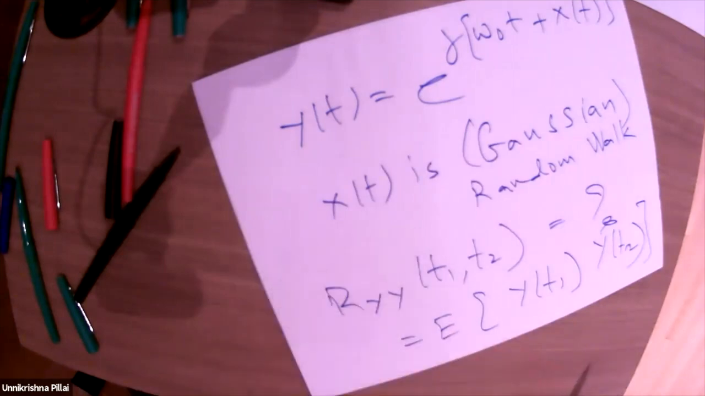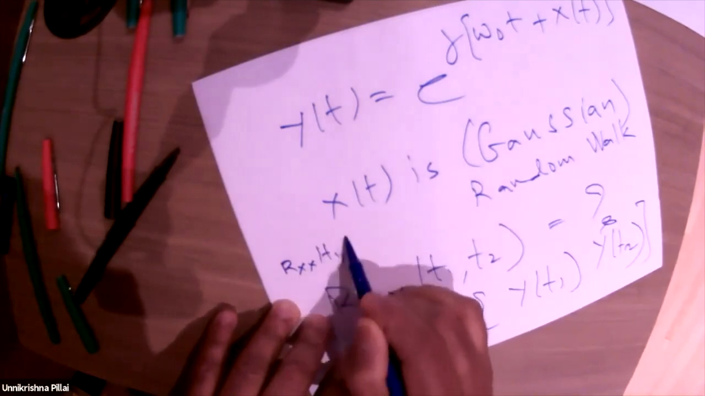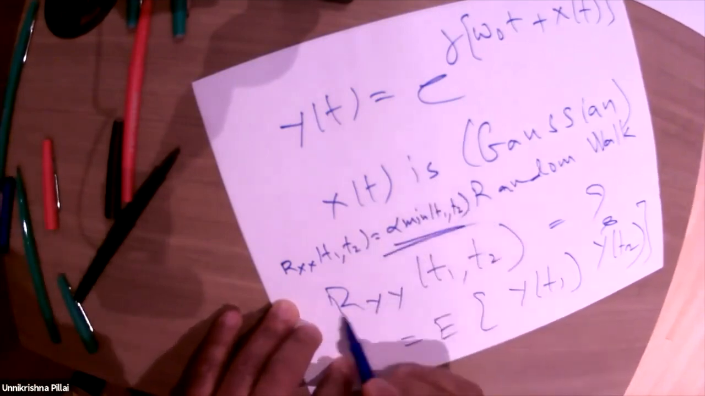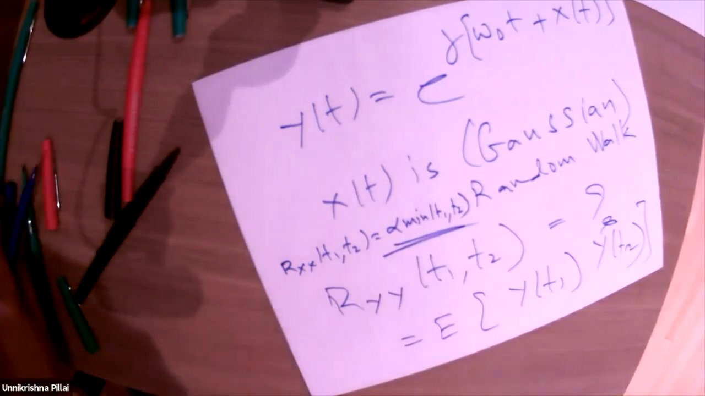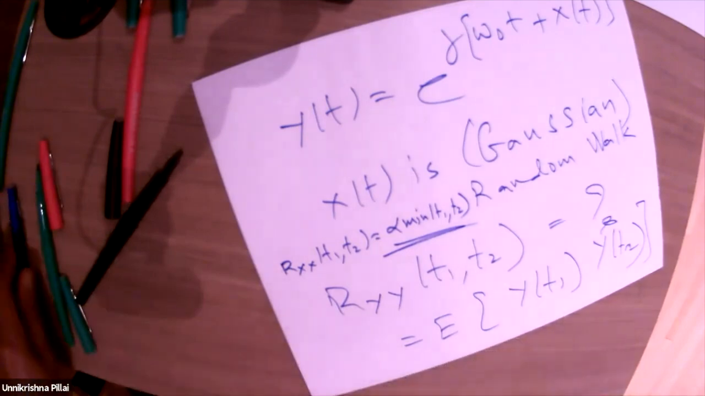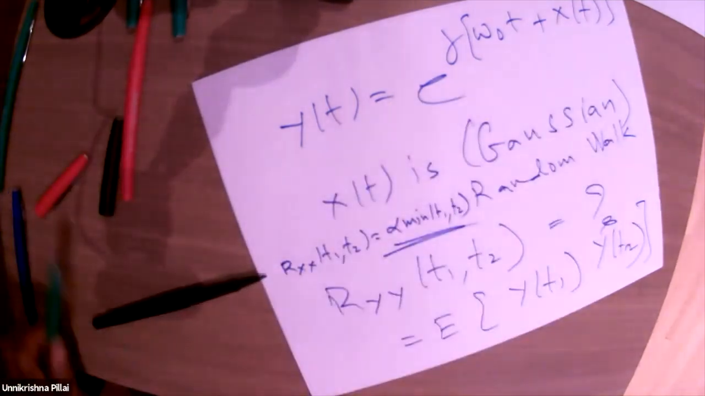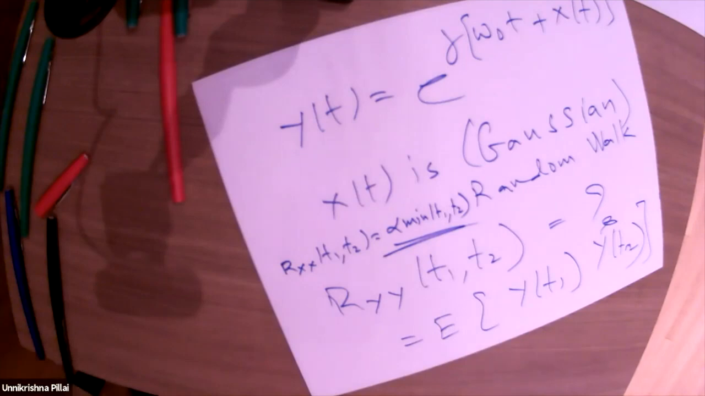And the interesting thing is, you can show that when you do this process, remember the random walk was not stationary. So Rxx T1 comma T2 is alpha minimum of T1 comma T2. This is not stationary, but Ryy, if you do it properly, you will see some kind of stationarity. So the moral of the story is, you may start, sometimes through a nonlinear process like frequency modulation, you may be able to convert a non-stationary process into at least a wide-sense stationary one, etc. Any questions? Yeah.